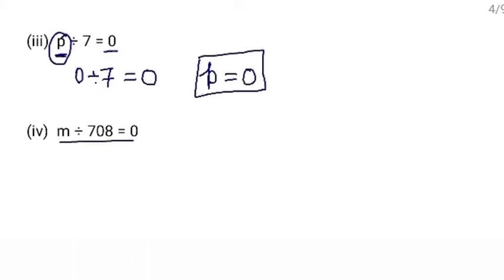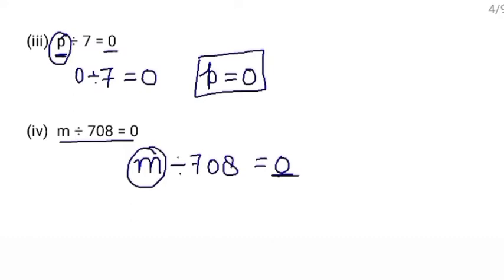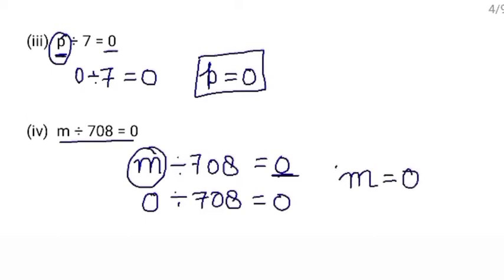Next, again we are dividing m by 708 and we are getting 0. तभी हमें आंसर 0 मिलेगा if we will divide 0 by any number. So m should be 0. Now if we divide 0 by 708, we will get 0. So what is your answer? m is equal to 0. m क्या होना चाहिए? 0.